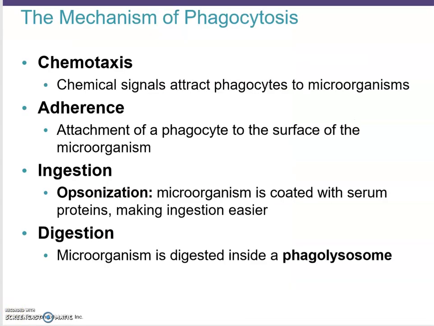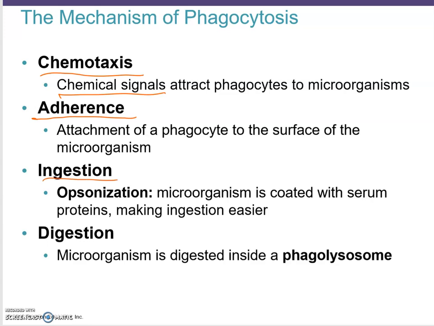Here you have the steps of phagocytosis. So first you need to attract a phagocytic cell to the site where a pathogenic microorganism is. That's called chemotaxis. Usually there are some chemical signals that will attract the phagocytic cell to the site where it's needed. Then we need to make sure that the phagocytic cell will adhere to a surface, that it is able to attach. The phagocyte needs to be able to attach to the surface of the microorganism.